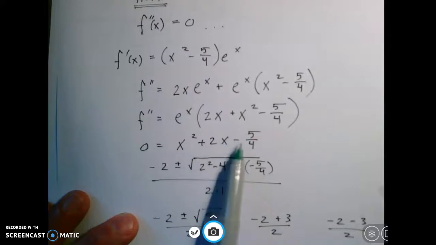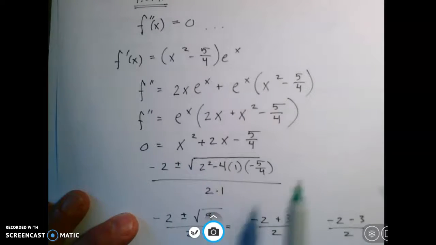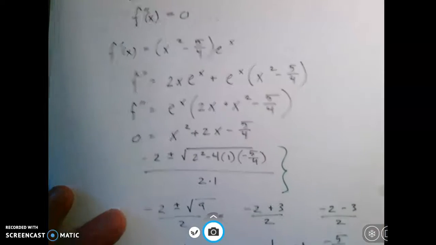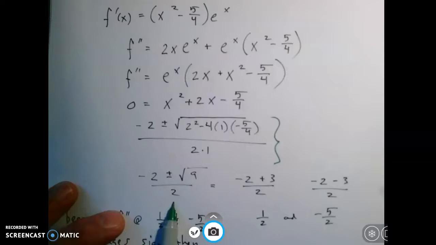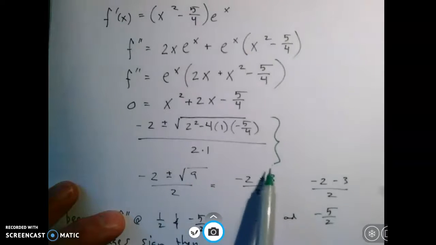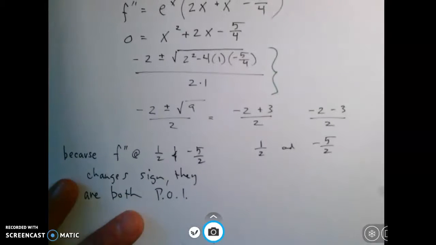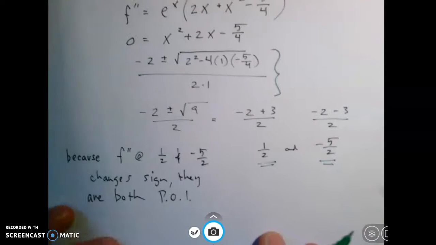We want to know when this is equal to 0. We can't factor this. We could maybe with some serious guess and check, but we're instead just going to use the quadratic formula, and it works out really nicely. So this is a non-calculator question, so this is going to work out nicely. So we have our -2 plus or minus root 9 over 2. That means -2 plus 3 over 2 and -2 minus 3 over 2. And we get 1/2 and -5 over 2.